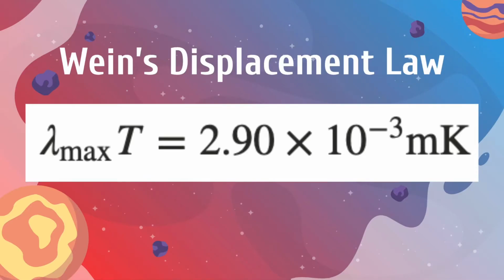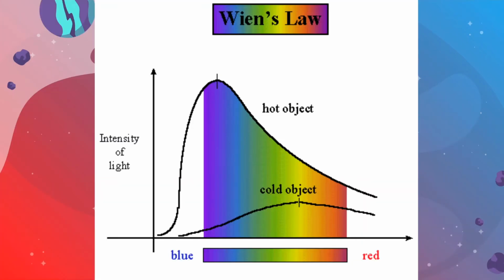Wien's displacement law gives the relationship between the peak wavelength, lambda max, and the surface temperature, T, of the star measured in Kelvin. It states that lambda max times T equals 2.9 times 10 to the power of negative 3 meter Kelvins. And the color of a star depends on its surface temperature, as with any hot radiating object.